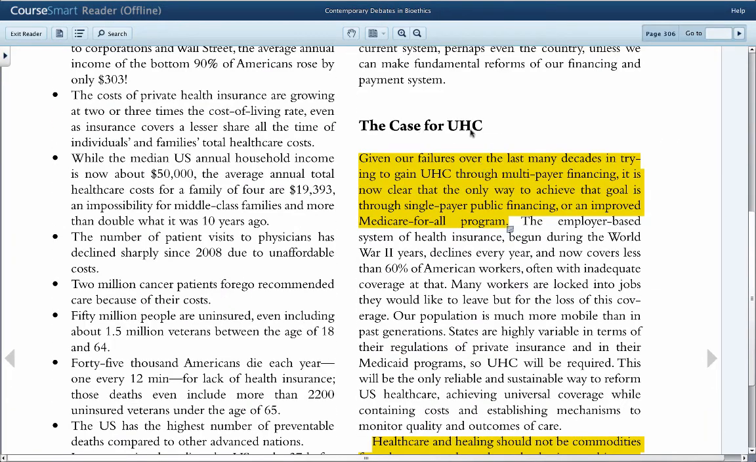Okay, so what is the case in favor of universal health care? Here's what he says. Given our failures over the last many decades in trying to gain universal health care through multi-payer financing, it's now clear that the only way to achieve that goal of universal health care is through a single-payer public financing or an improved Medicare for All program.